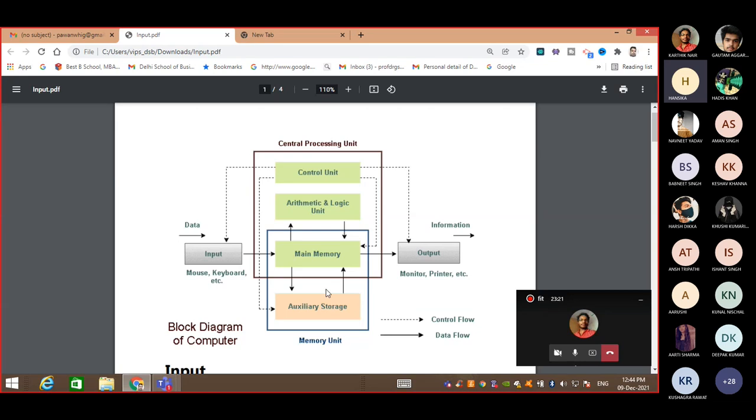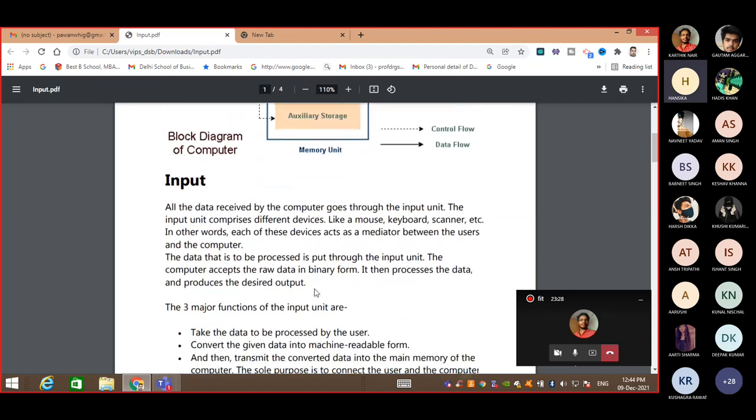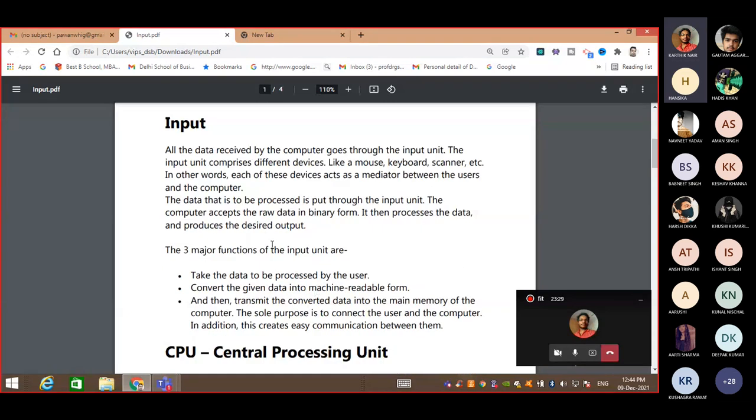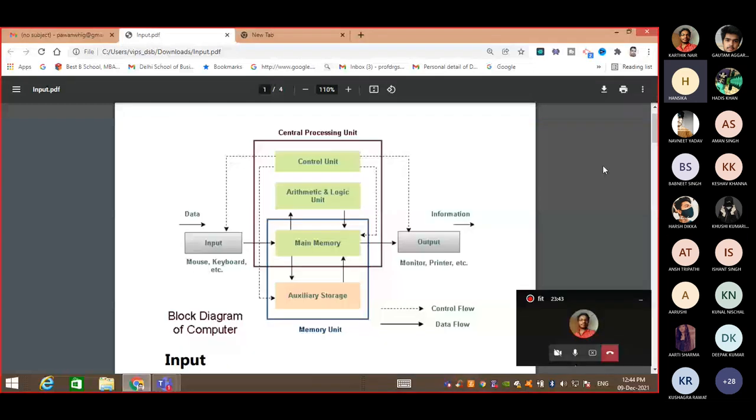So let's move a little bit towards input. Now, input is what I already told you. Inputs are devices like mouse, keyboard, scanner. Yes, please. Yes, Naya. Sir, swap in which memory will it go? Swap of what? Swap means? Swap memory. Swap is a function, I think, not a memory. Swap is not a memory, it's a function. So let me come to that also. Just wait. Let me cover it.